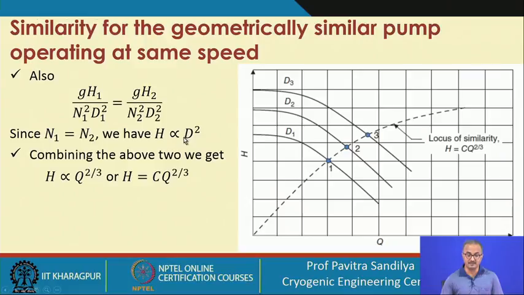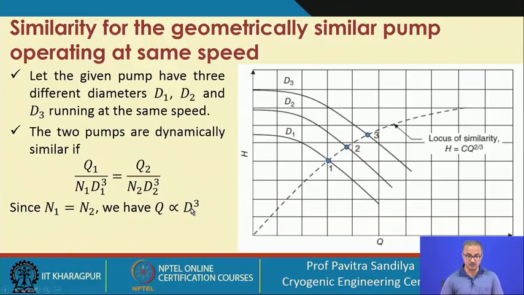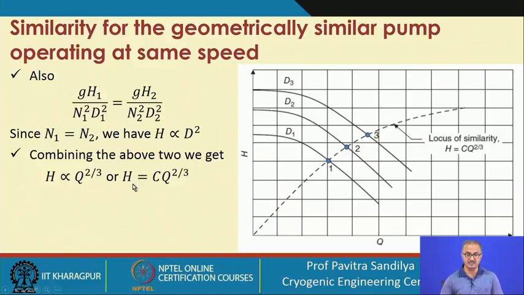And if we combine this equation with this equation, we find that H is proportional to the capacity raised to 2/3, and this is exactly this curve. This particular curve represents the system curve. This is head versus capacity, and here we are plotting again the various diameter HQ curves, and from this we can find out the various operating points for the different diameters of the dynamically similar pumps.